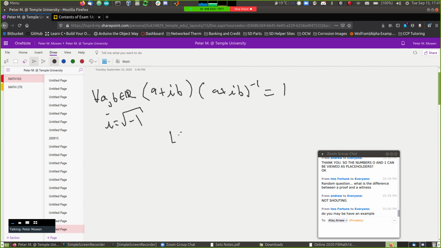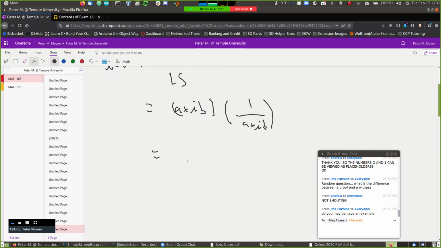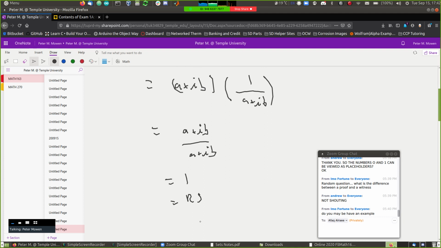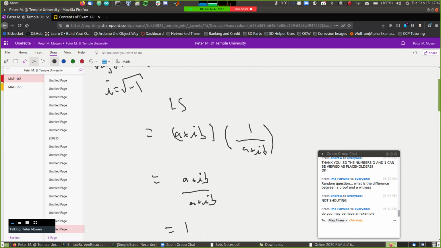I would start by saying the left side is equal to, and then write out the left side. And the reciprocal, this is 1 over A plus iB. And this you could write as (A plus iB) over (A plus iB), which is equal to 1, which is equal to the right side. So here I've just provided a proof that the left side does in fact equal the right side. That would be an example of a proof.